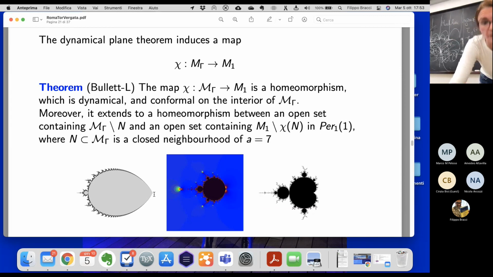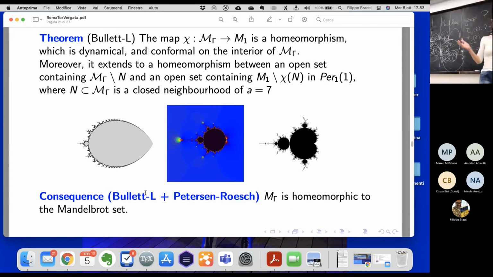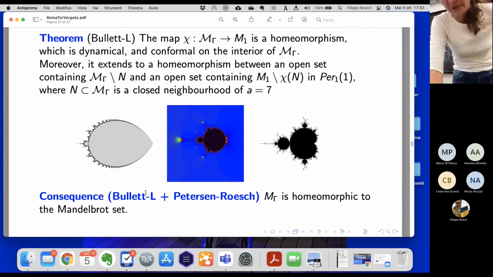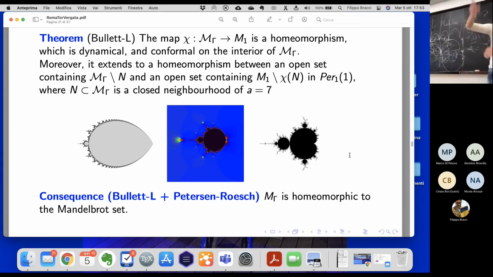The extension works on a pinch neighborhood of your connectedness locus, because the root gives problem. We have homeomorphism between the whole connectedness locus and the whole connectedness locus, but the extension works in pinch neighborhoods, but it embeds on the plane. And this, together with the theorem from Carsten Petersen and Pascal Hoche that the parabolic Mandelbrot set is homeomorphic to the Mandelbrot set, solves the conjecture.